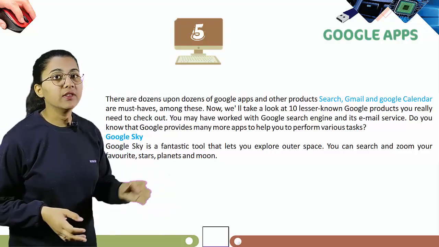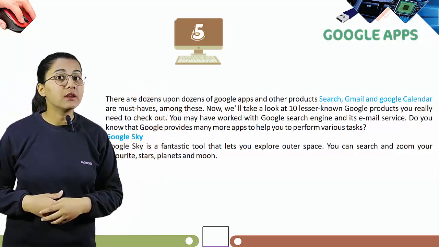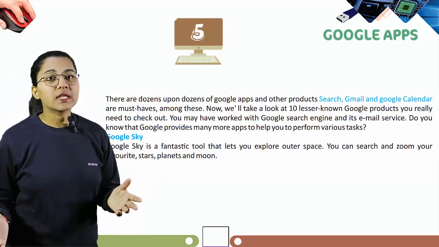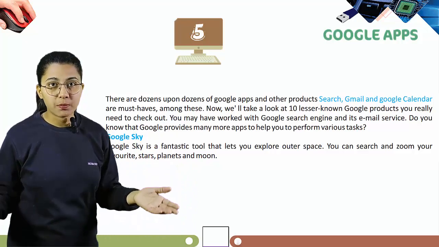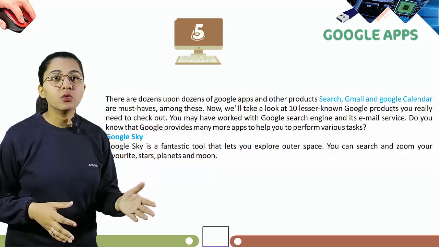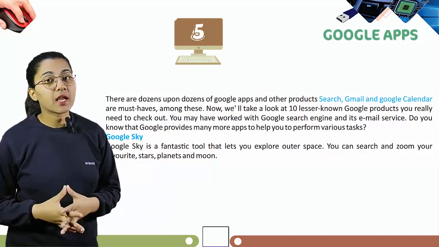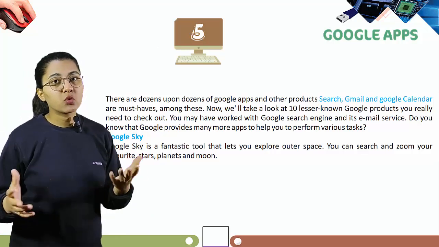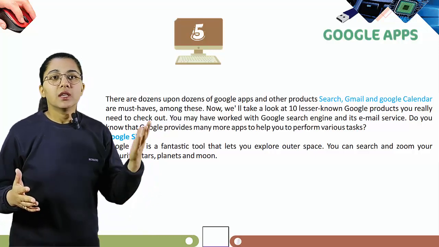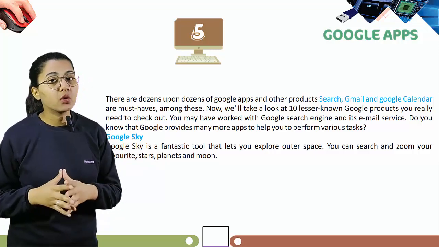So first we have Google Sky. Let's learn about Google Sky. Google Sky is a fantastic tool that lets you explore outer space. You can search and zoom in on your favorite stars, planets and moon. So students, Google Sky is an app that we can use to see our favorite stars and planets.